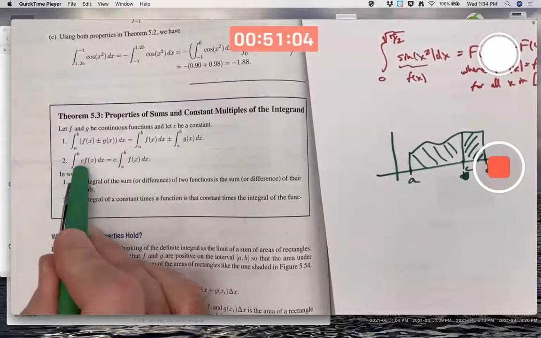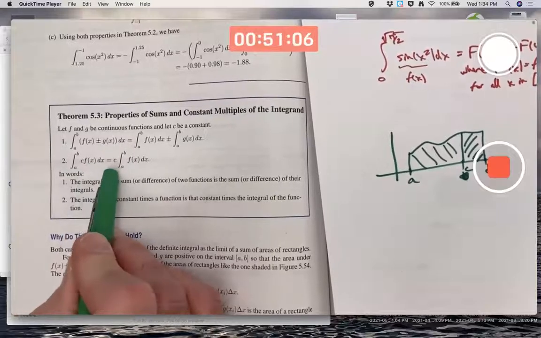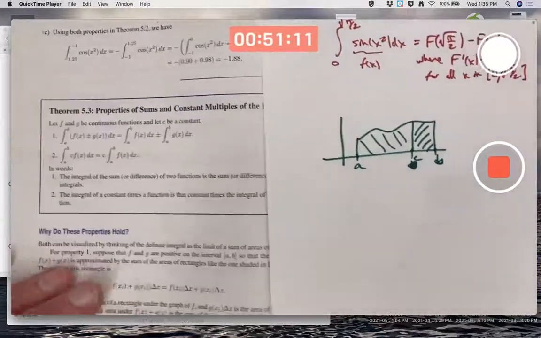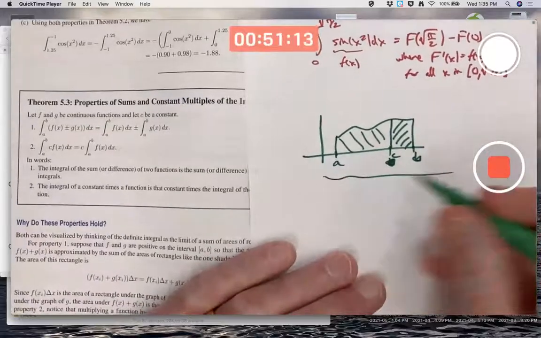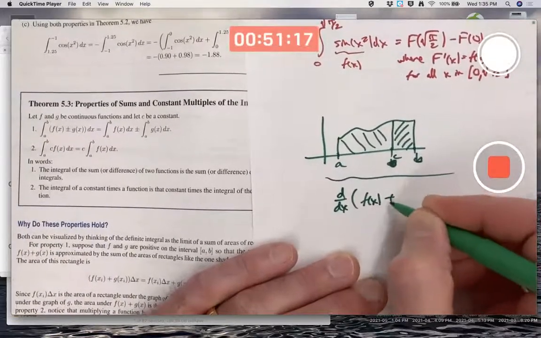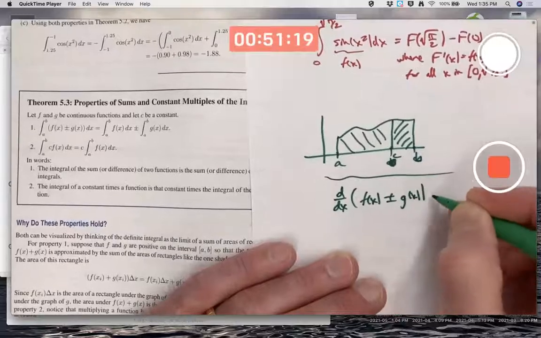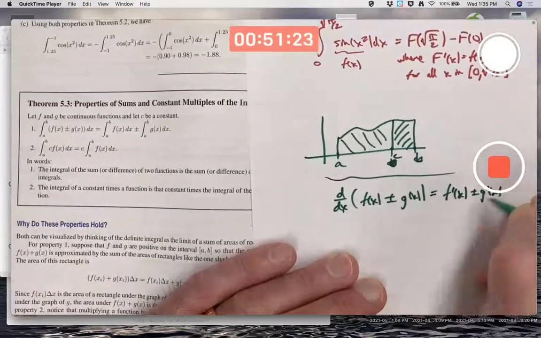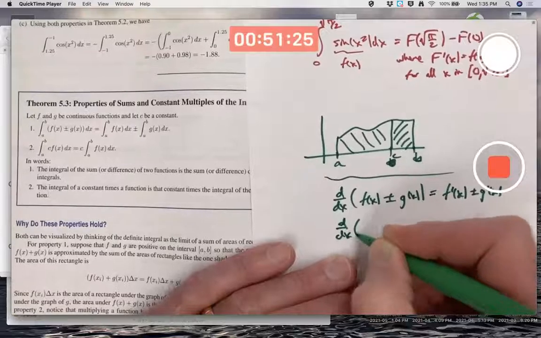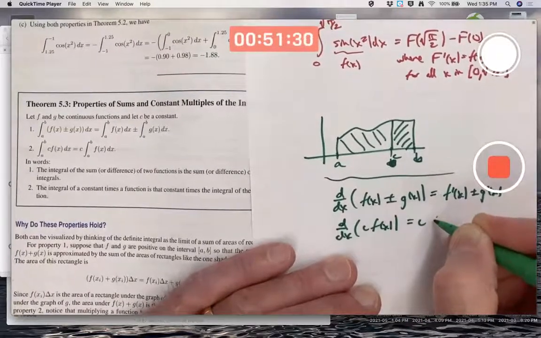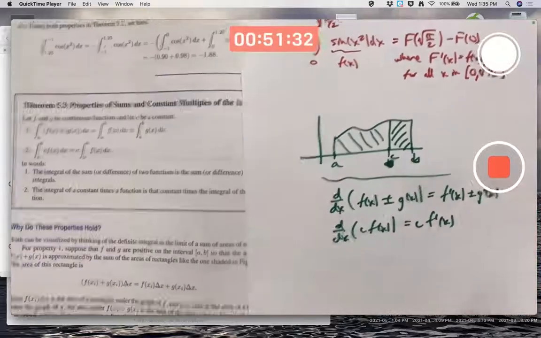Moreover, if you've got the integral of a constant times a function, the constant can be brought out in front. Derivatives have very similar properties. For derivatives, I can say d/dx of f of x plus or minus g of x is f prime of x plus or minus g prime of x. And I can also say the derivative with respect to x of a constant times f of x is that constant times the derivative of the function.